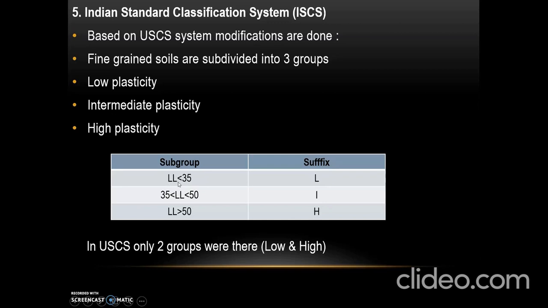If liquid limit is less than 35, then the suffix used is L. If liquid limit is greater than 35% and less than 50%, then it is I. And if liquid limit is greater than 50%, then the suffix used is H. So as already mentioned, in the USCS system only two groups were there, that is low and high.